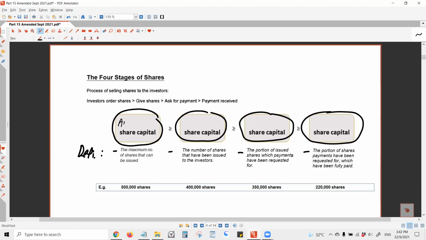Here you write authorize. Here you write issue. Here you write call up. Here you write paid up. I give you 10 seconds. There are more important things for me to go through with you.